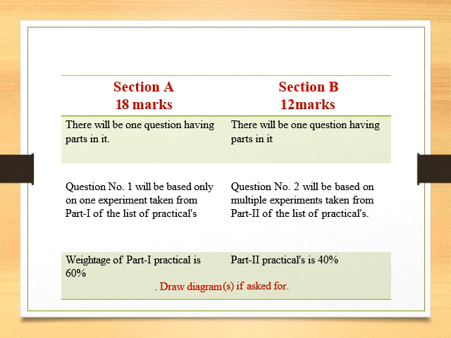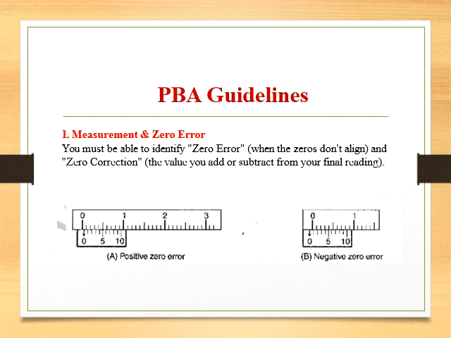There would only be one experiment, and all the questions would be asked from that simple one experiment. And section B carries 12 marks. There is one question having different parts in it. These 12 marks would be taken from multiple experiments, and the experiment would be from the part 2 of the list of the practical. These practicals are also called the minor practical. The section B is 40% of your whole PBA paper.